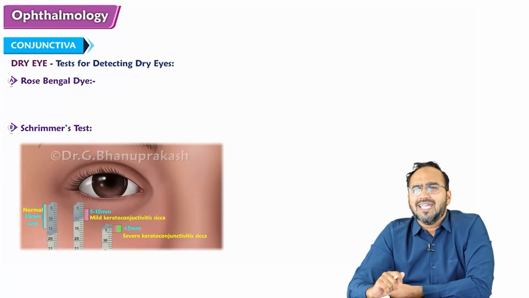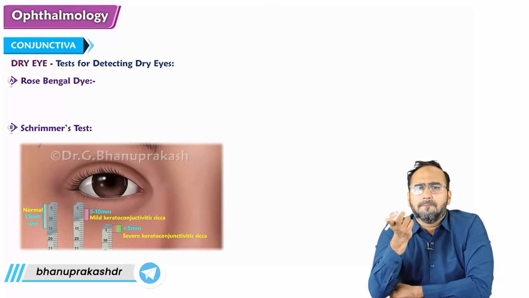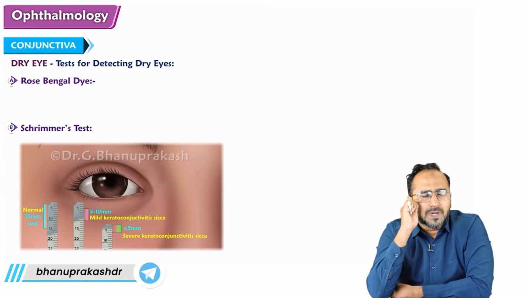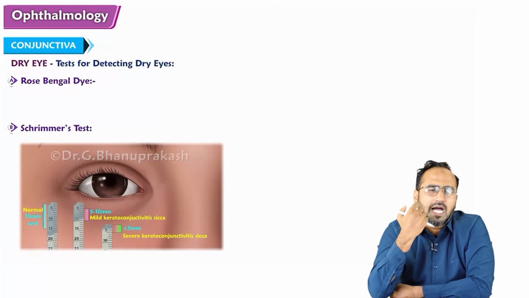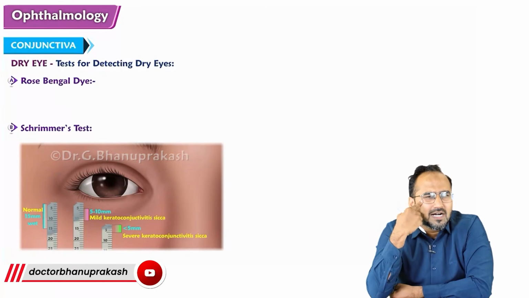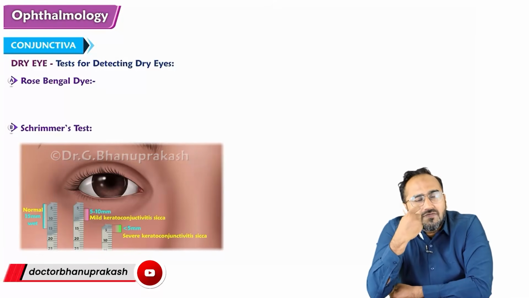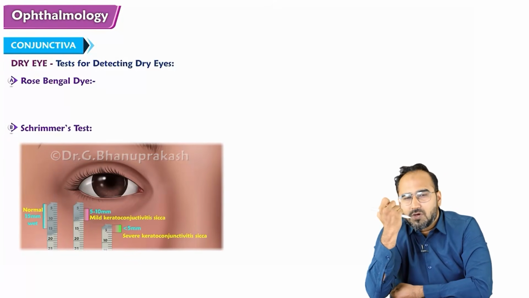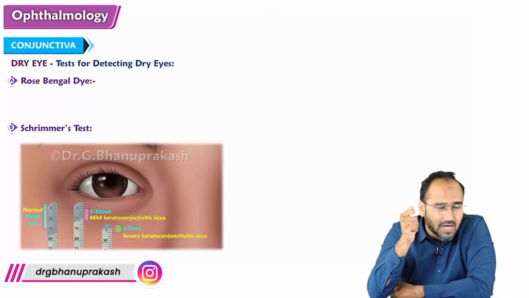What is the Rose Bengal dye test? Rose Bengal dye is nothing but what, guys? A pink color dye. You take a pink color paper and place it into the patient's eye, and after some time remove the paper and see what happens to the eye. Normally, if you are having tears in your eye, the pink color gets absorbed into the tears and will wash off. But if your eye is dry, the eye will take up the pink color. So that is called the Rose Bengal dye test.